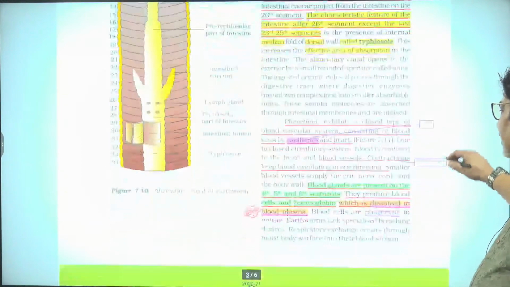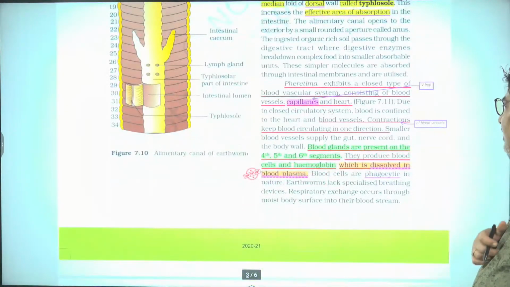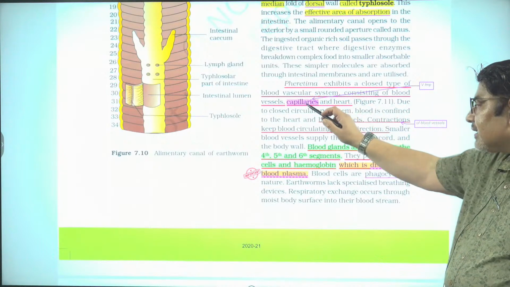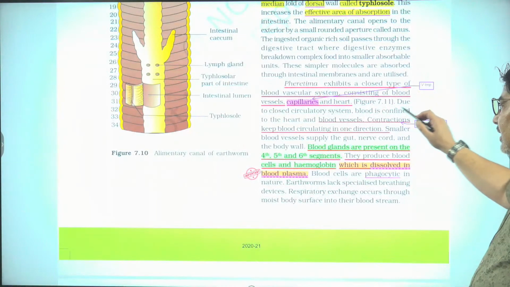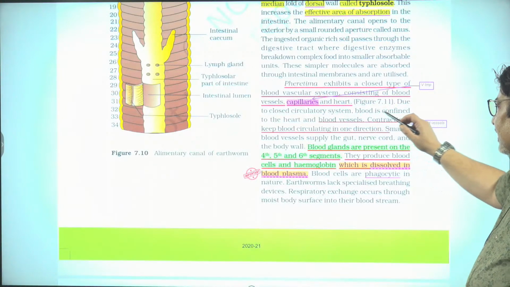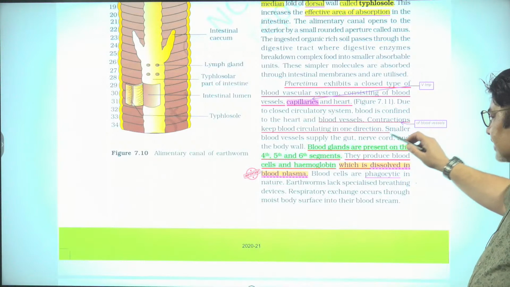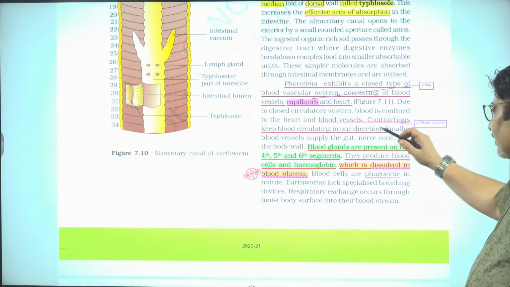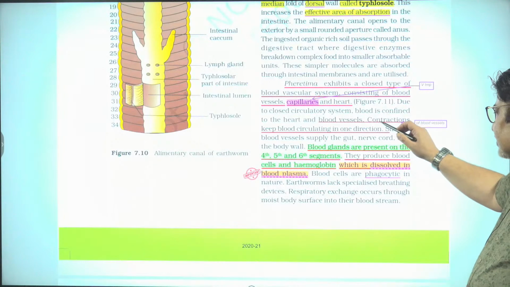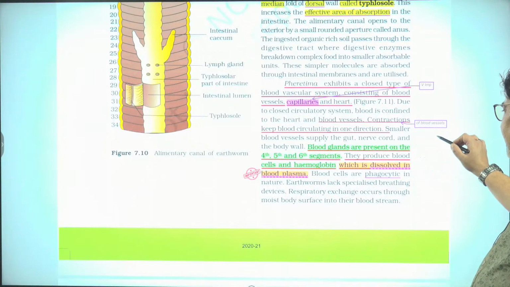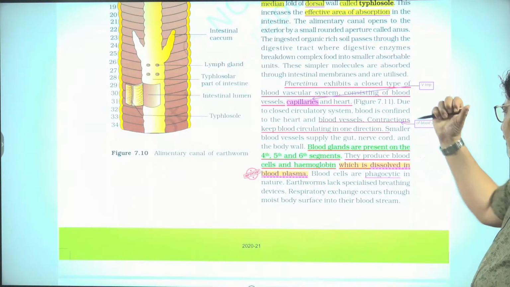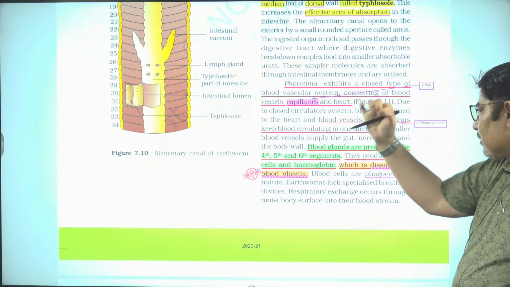Pheretima exhibits a closed type of blood vascular system consisting of blood vessels, capillaries, and heart. Remember that capillaries are only present in the closed circulatory system. Due to the closed circulatory system, blood is confined to the heart and blood vessels. Contractions keep blood circulating in one direction. Remember that blood vessels in earthworm are contractile.